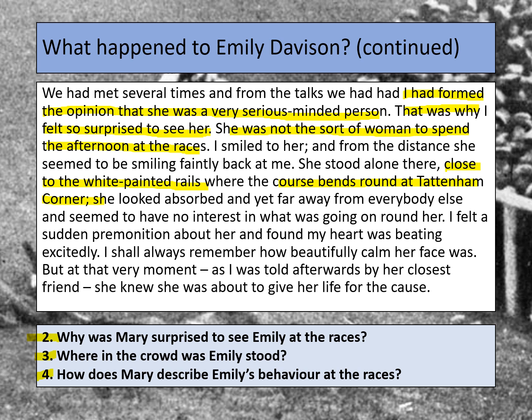And number 4, how does Mary describe Emily's behaviour at the races? There's a couple of things you could have mentioned for that. For example, it talks about how beautifully calm her face was, and the fact that she was looking quite absorbed and interested in what she was doing. She wasn't really interested in what was going on around her. So what I think you needed to have mentioned is that Emily was absorbed with her own thoughts, she wasn't interested in what was going on around her, and she seemed to look beautifully calm.